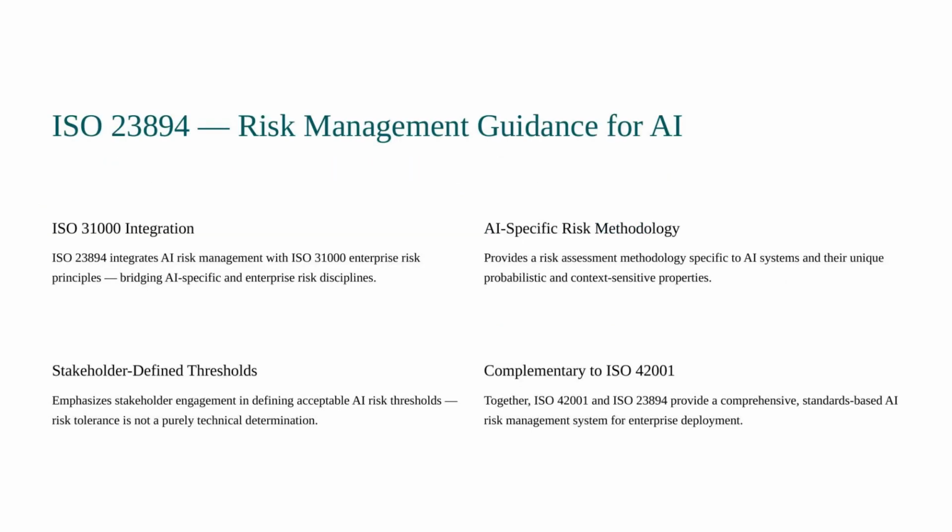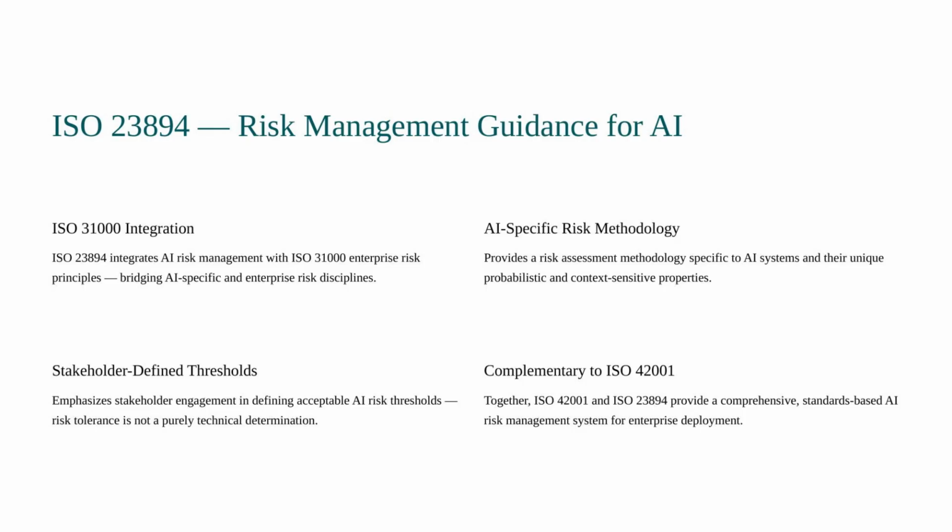Let me introduce the framework that often gets overlooked: ISO 23894. While ISO 42001 is the management system standard, ISO 23894 is the risk management guidance specifically for AI. Think of them as complementary. ISO 42001 tells you how to structure your AI management system, while ISO 23894 tells you how to conduct AI risk assessments within that system.